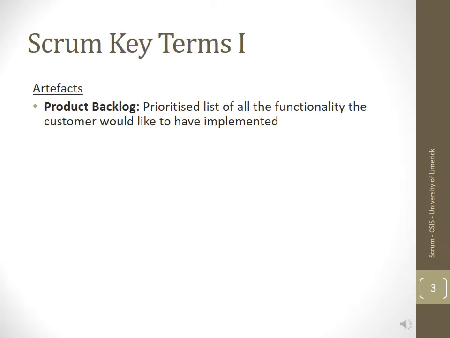Scrum has a lot of key terms that you should be aware of. The idea is that you have a product backlog, and that product backlog is a prioritized list of the functionality that the customer would like to have implemented. That backlog can be more or less granular, so you might have some elements that are very high level or sketched out in a rough way, and then you might have some things that become more clarified and more detailed.